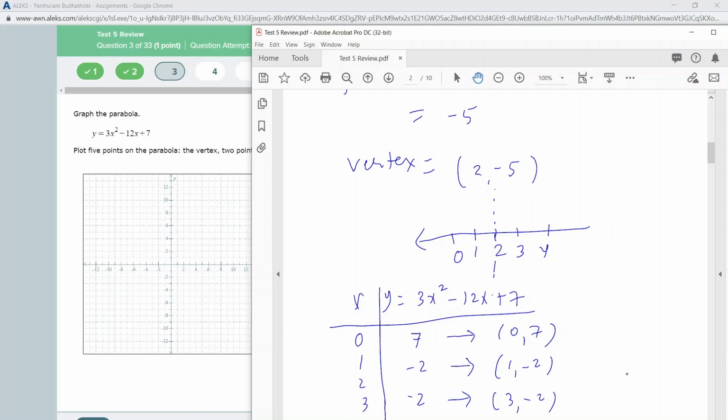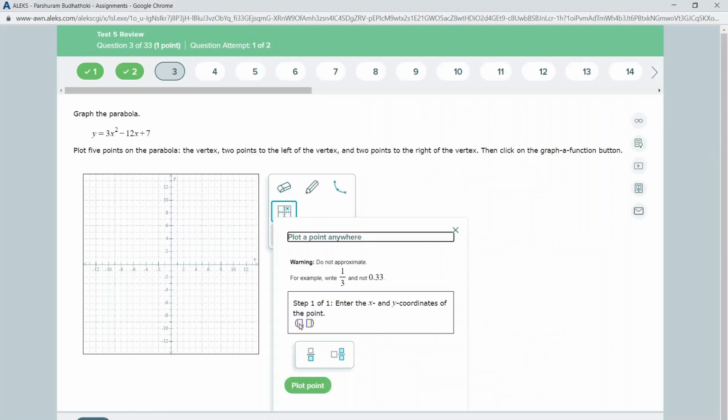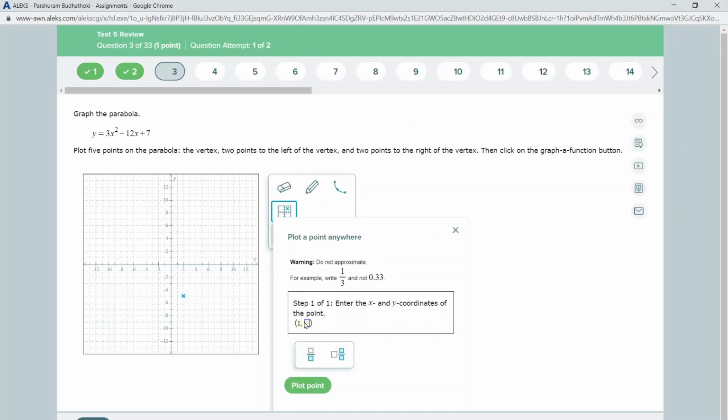So these are the points you need to plot, including this vertex (2, -5). So the vertex is (2, -5). Plot. Another point is (1, -2), as you can see, 1 comma negative 2. One more time, (3, -2), and (0, 7), and finally (4, 7).